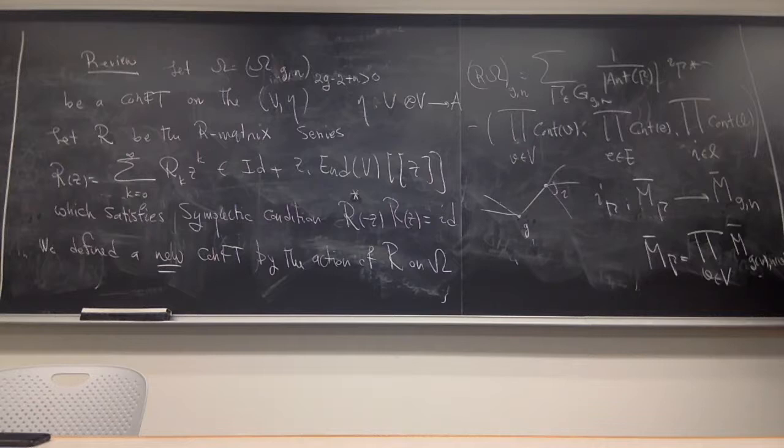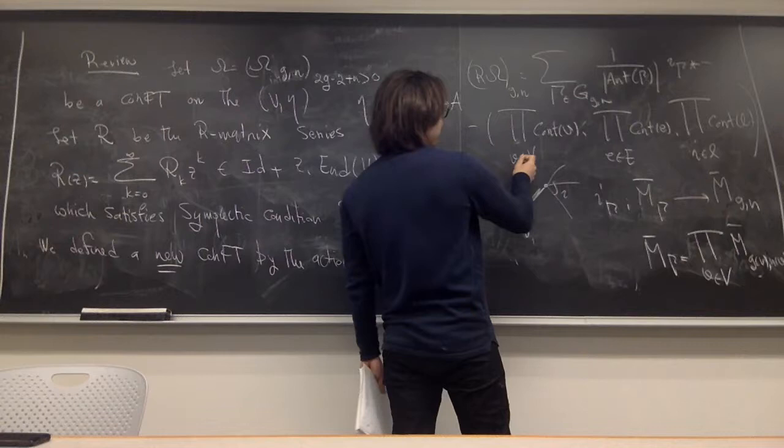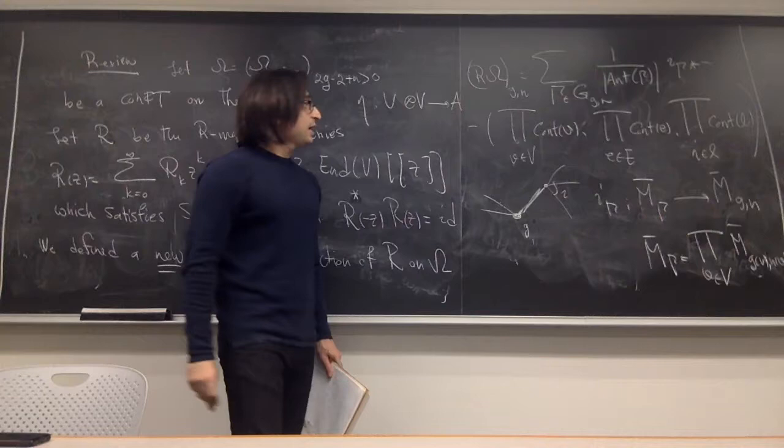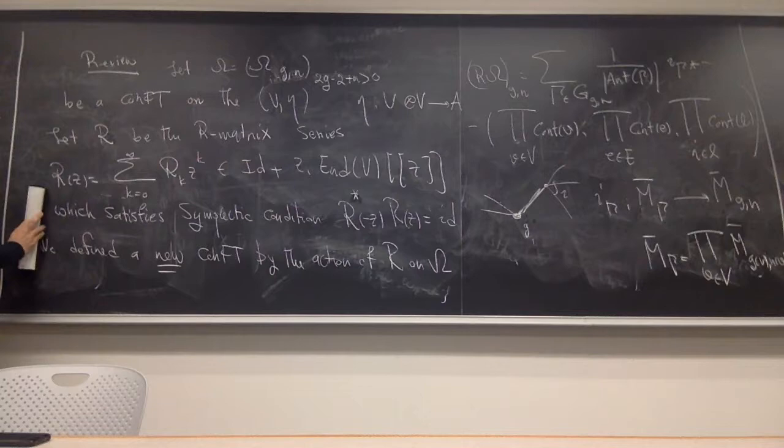So that's that. And edges are these guys, and vertices are these guys. This is vertices, and the legs are these half edges like that, the legs. And we define contributions of the vertex, the edge, and the legs. So we define what those mean.